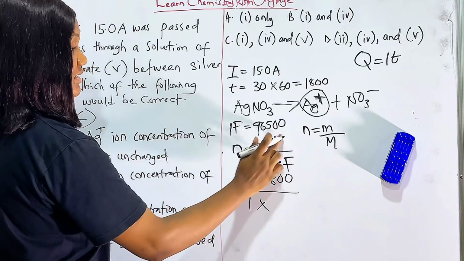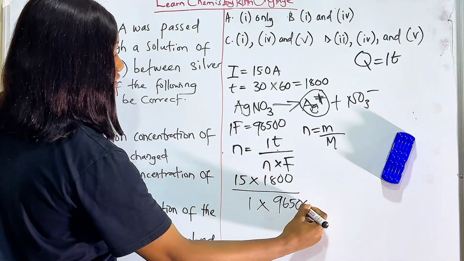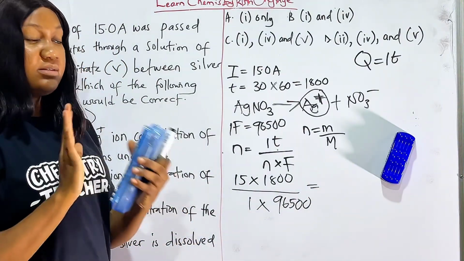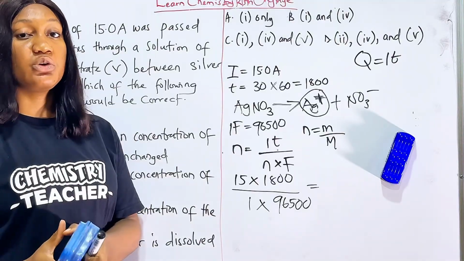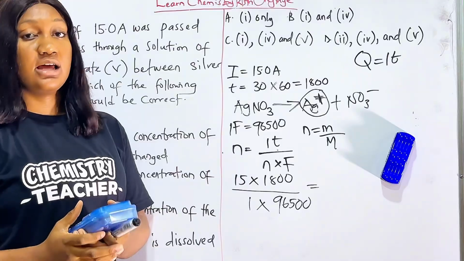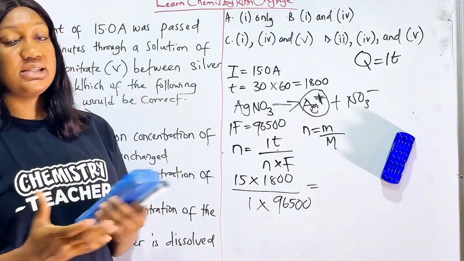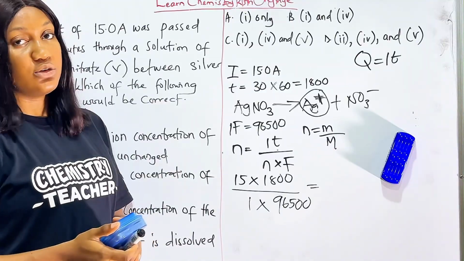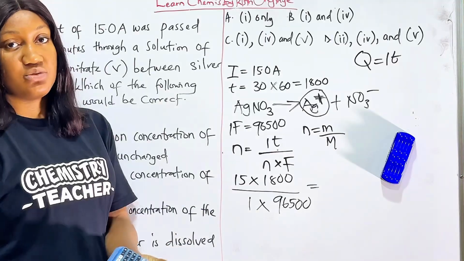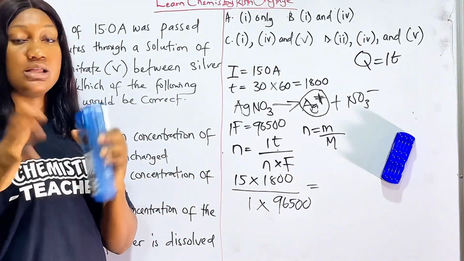And 1 Faraday, as you can see, is 96,500. So 1 times 96,500. Now let's calculate this. All right, so I'm using a calculator. In your exam, you're going to be given the system calculator, which can only allow you to multiply, add, and divide. However, if you're going to be doing complex things like sine, cosine, you won't be able to do that with the calculators you'll be given in your exam, whether it's Jamb or post-UME.